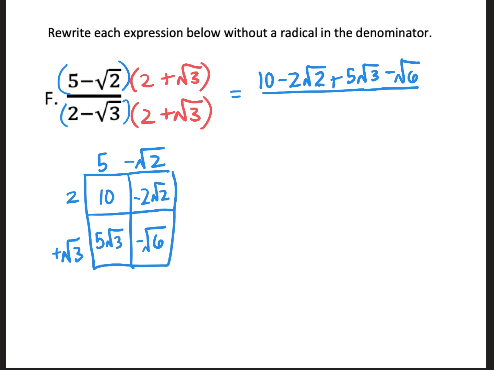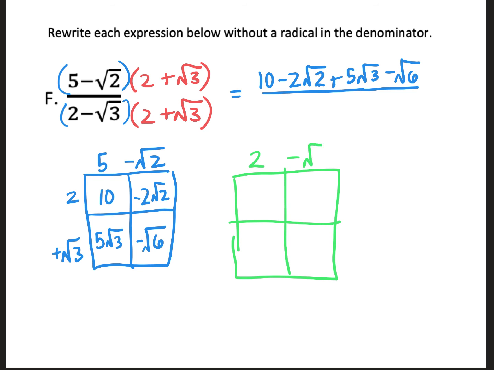For my denominator, we're going to do the box method again. This time I'll do it in green. We have 2 minus root 3 and 2 plus root 3. Again, for the top, I do 2 times 2 will give me 4. 2 times negative root 3 is a negative 2 root 3. 2 times a positive root 3 is a positive 2 root 3. And then the square root of 3 times the square root of 3 gives me a 3. But again, you had a negative times a positive, so it's negative 3.